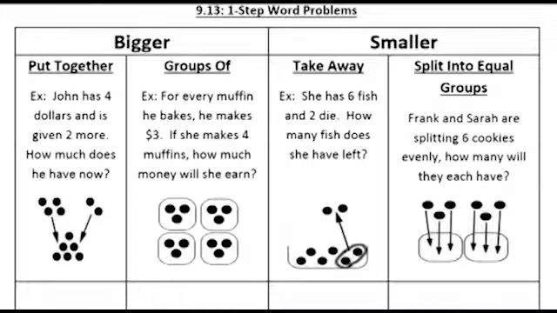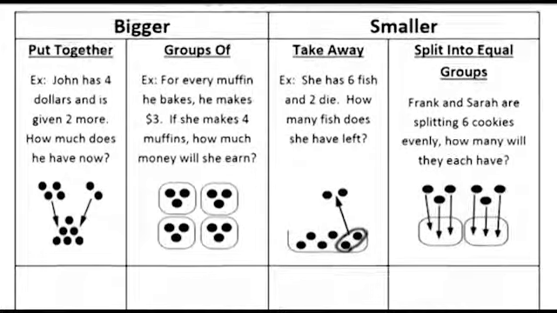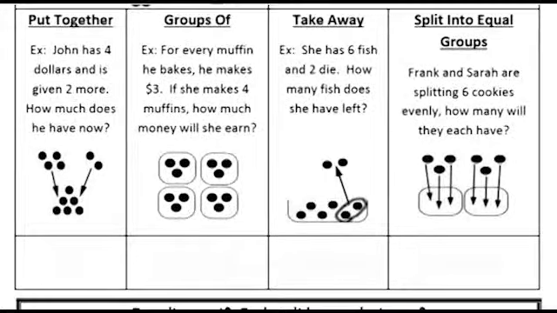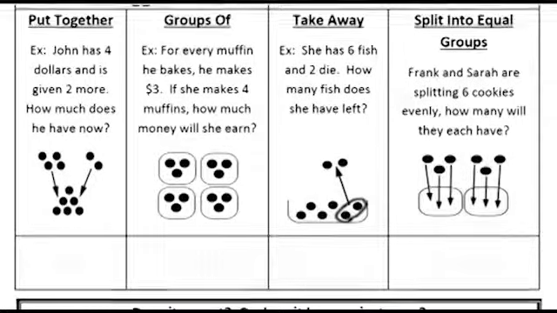Welcome to 913. We're doing one-step word problems. Before we begin, we need to look at the different types of operations and how they act. Most operations, or at least the big four operations, can be broken into two different activities. You're going to make something bigger or make something smaller. Under those categories, we can look at things being put together or things being put into groups.